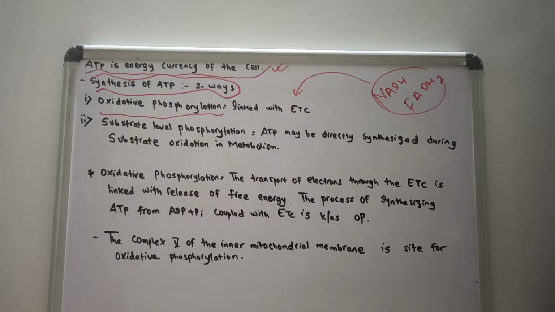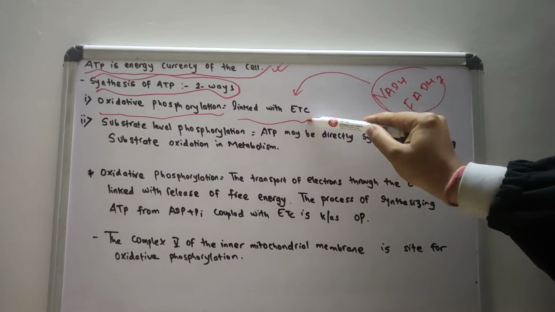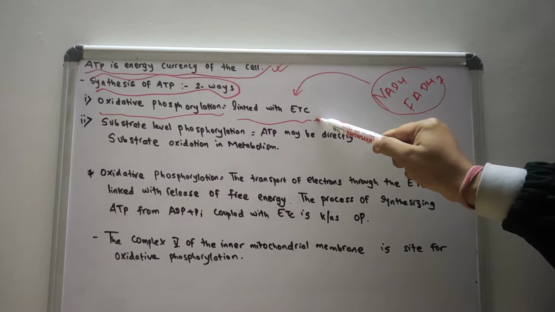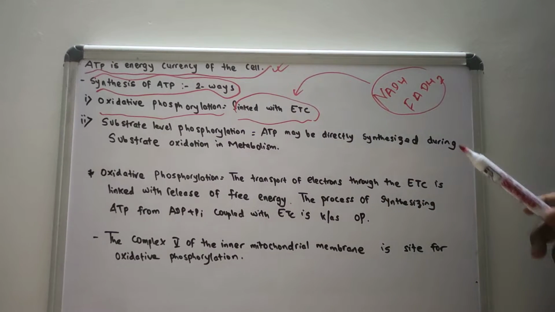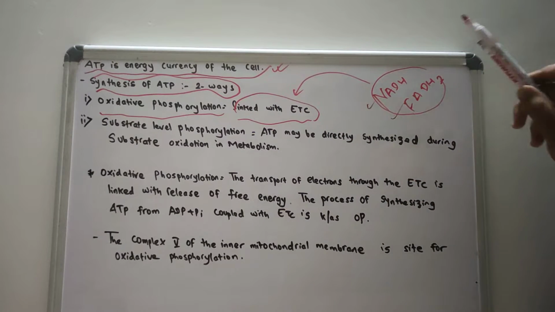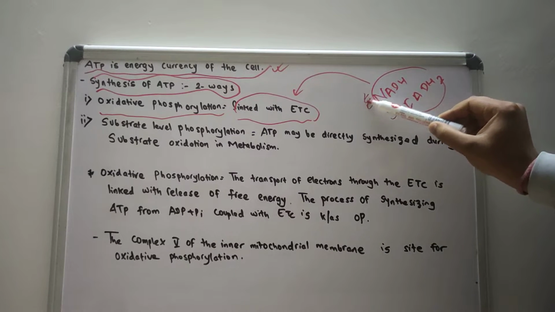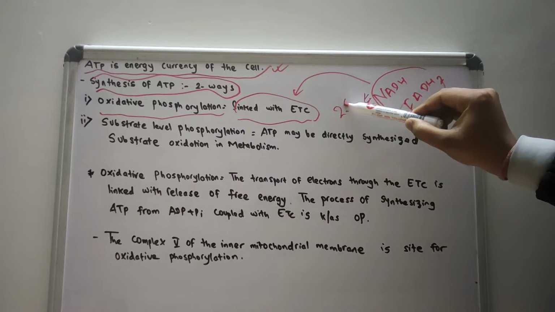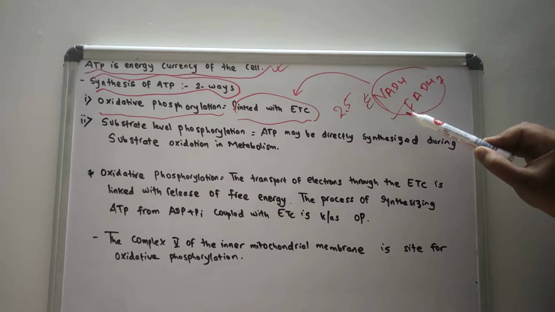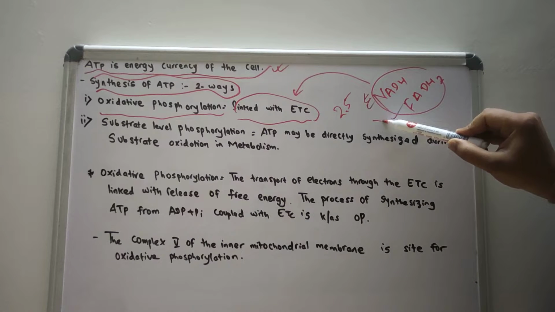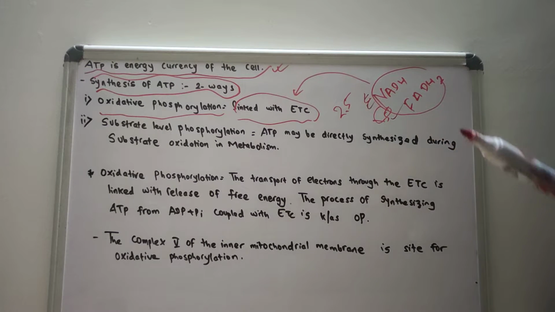This is the simple thing you have to understand: synthesis of ATP through oxidative phosphorylation is through the linkage of those substrates with the electron transport chain, either NADH or FADH2. Again, I am going to tell you that upon oxidative phosphorylation, one NADH molecule gives 2.5 ATP, whereas one FADH2 molecule gives 1.5 ATP.